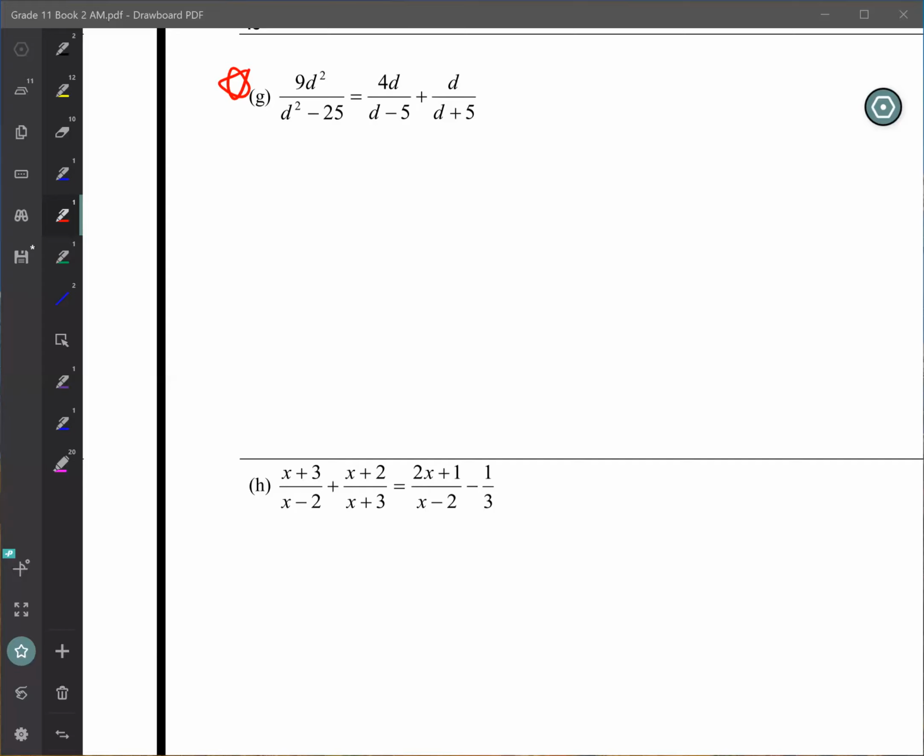Does anyone have questions so far? Like question about how to factor or common denominator?